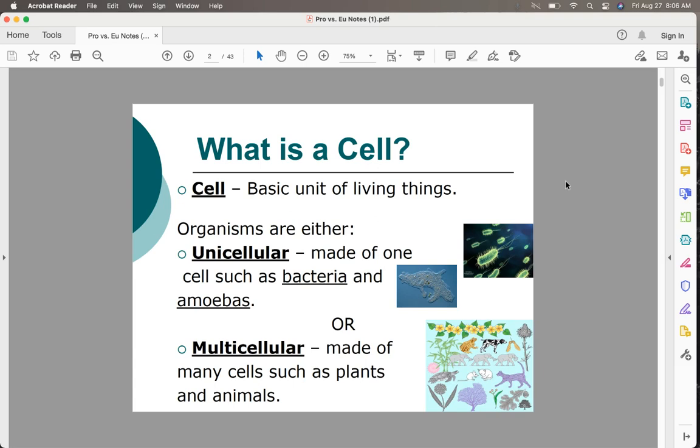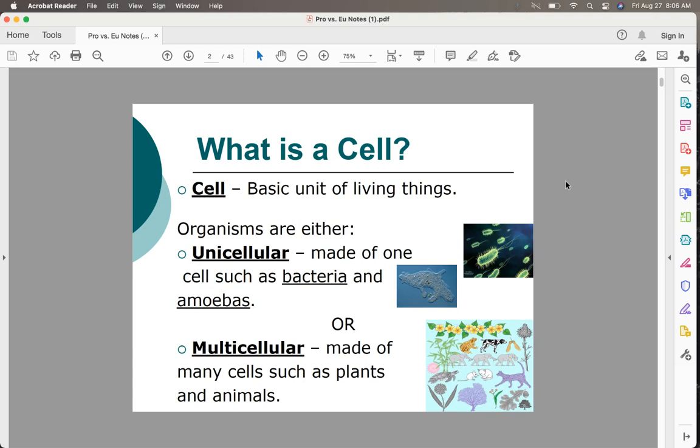You might have thought that an atom is the smallest thing. An atom is a very small thing, right? But cells are the smallest unit that are capable of exhibiting all of life's properties. That's why a cell is the basic, smallest unit of life.